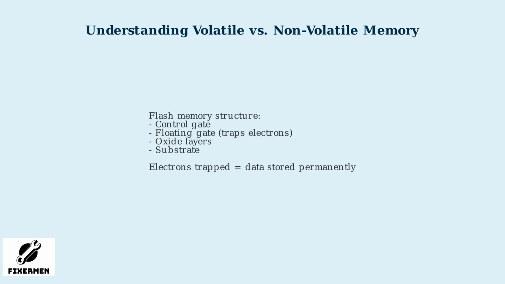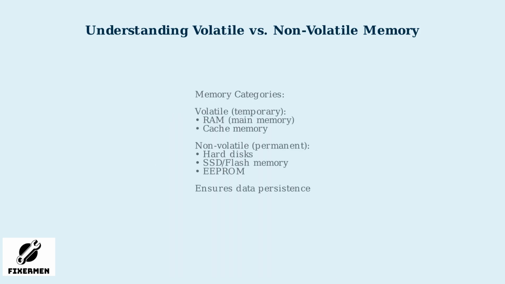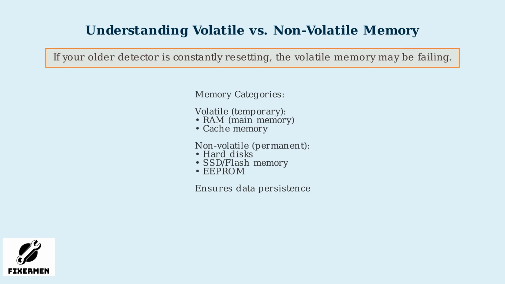Flash memory, used in modern detectors, has a layered structure including control gates and floating gates that trap electrons to store data permanently. This compares different types of programmable non-volatile memory, including EEPROM, which Escort detectors use for reliable settings storage. This shows how non-volatile memory encompasses long-term storage solutions, ensuring data persistence in devices like radar detectors. If your older detector is constantly resetting, the volatile memory may be failing. Understanding these memory types explains why firmware updates are crucial for fixing this issue.